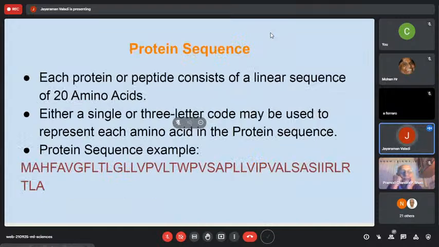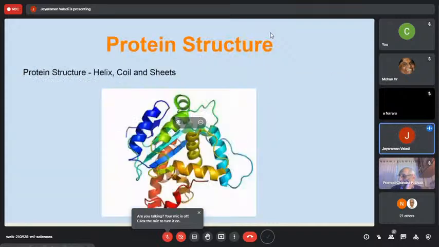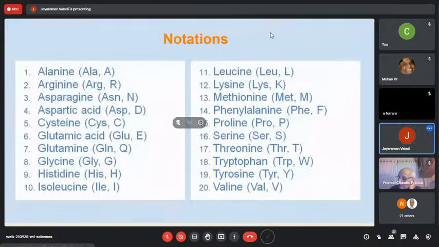Now, a protein sequence or a peptide consists of a linear sequence of 20 different amino acids. They can be represented by a single letter or 3-letter code. A protein sequence, as I said, is a distinct combination of these 20 different amino acids, and different protein sequences can have different lengths. The protein structure can have specifically helix, coil, and sheet-like structures, and different protein sequences have different structures. So this is 20 different amino acids.